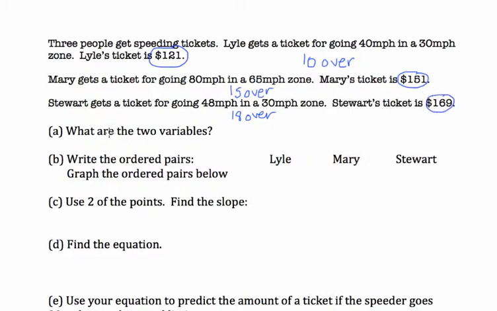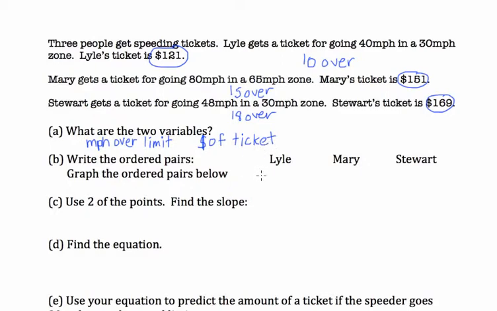So what are the two variables? Well, the miles per hour over that you are, that's going to be one of our variables. And the cost of your ticket is your other variable. Also, if you look at the bottom of this sheet on your graph, you can see on the x-axis is miles per hour over the limit, and on the y-axis is cost of the ticket.